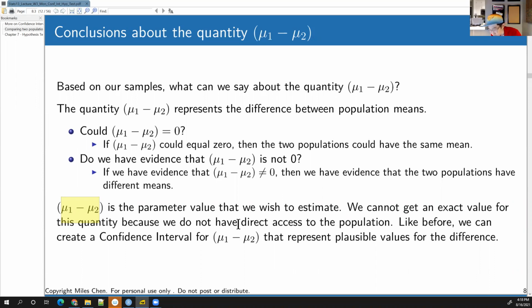Okay. We got a question in the chat. The question says, if the difference is 0, do we have evidence that the means are the same, or it could be the same? Okay. Yeah.